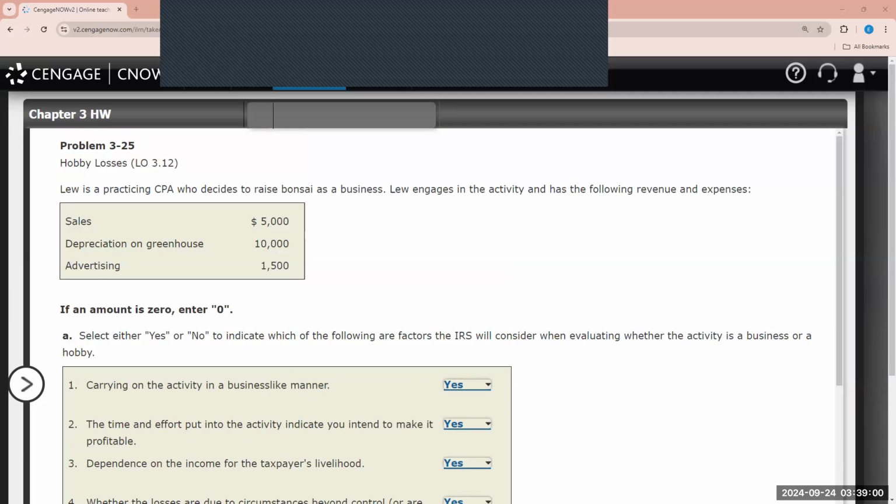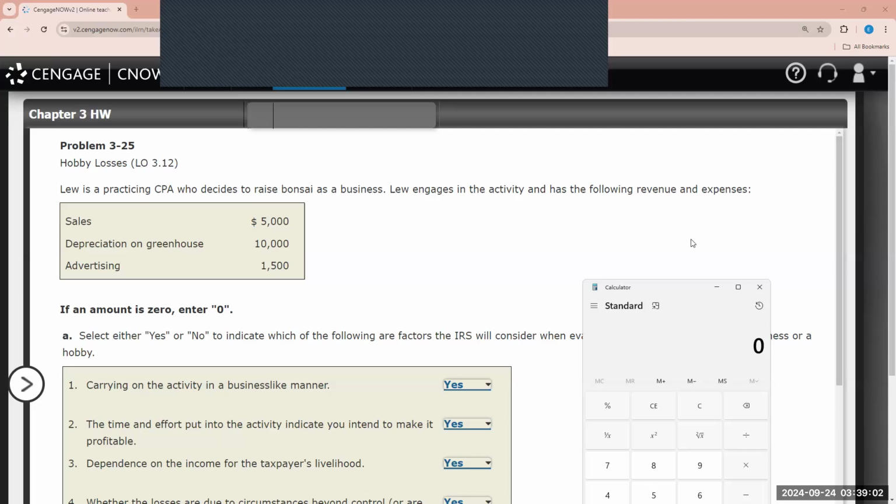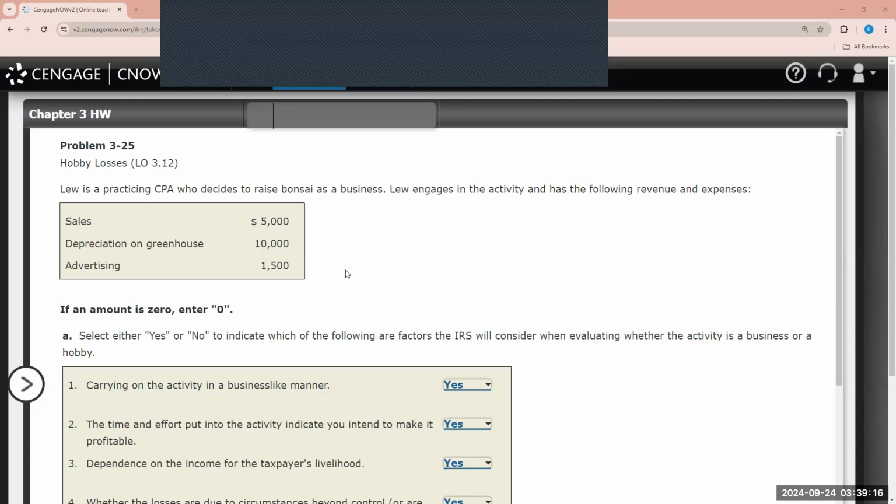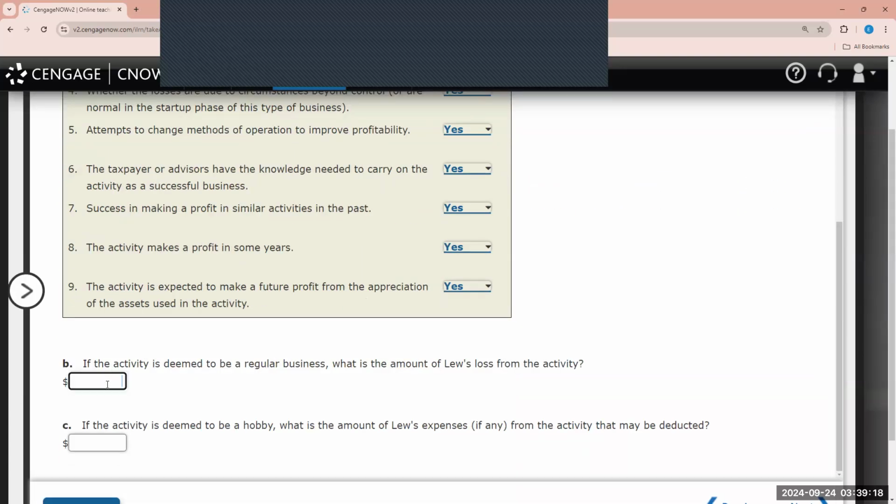So we get our handy dandy calculator. Sales were 5,000. We have depreciation expense of 10,000 and an advertising expense of 1,500. So therefore, the total loss, if it's deemed to be a business, is 6,500.